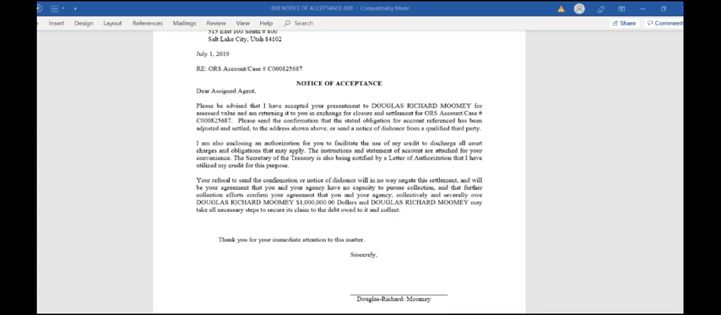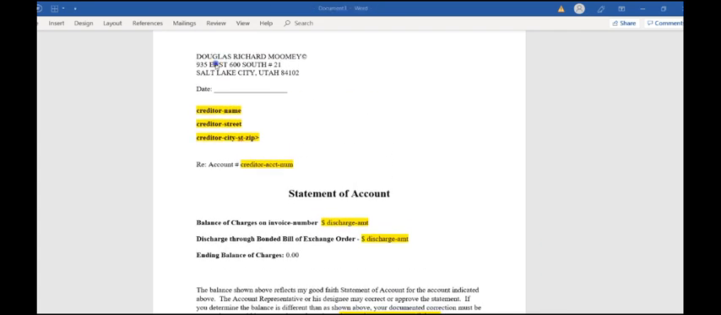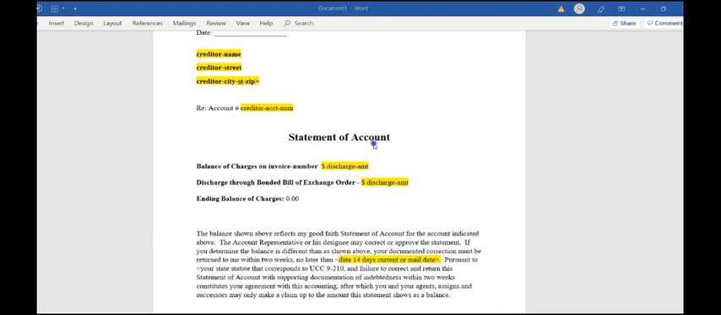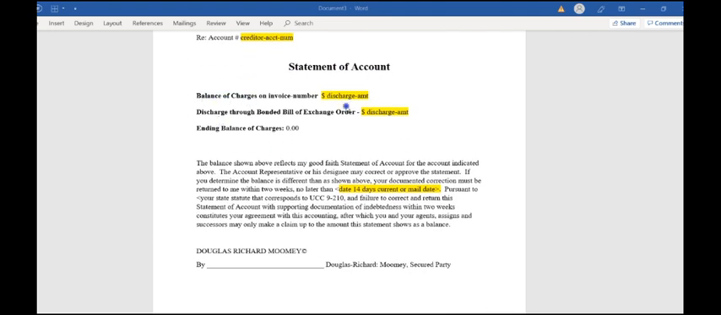So the instructions and the statement of account, what are those? Well, how about one of these? So on the top, you would put your debtor, who it's from, the creditor's name, right? And you would just write statement of account. You would write the balance of the charges, which is whatever it says on your payoff amount that you called and asked for, right? Discharge through your bonded bill of exchange. That would be the bond that you sent the Secretary of Treasury. And what you were doing is called a bill of exchange, okay? So let's say it says $10,000. They say you owe us $10,000. You put $10,000 on this bill of exchange. Put that amount right there, and guess what? 10 minus 10 is 0. The balance shown reflects my good faith statement of account for the account indicated.